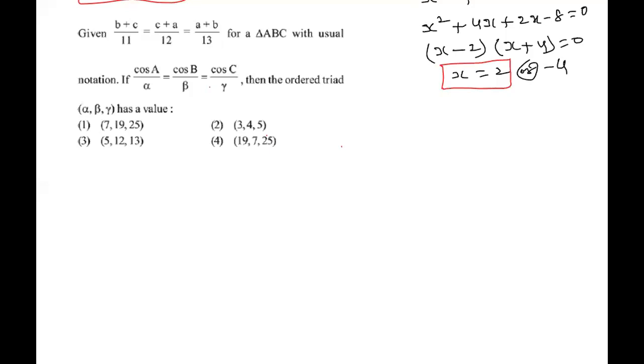See the fourth question. Given (B+C)/11 = (C+A)/12 = (A+B)/13, for a triangle ABC with usual notation, if cos A/alpha = cos B/beta = cos C/gamma, then the ordered triad alpha, beta, gamma has a value. That means we want to find the ratio of the cosines, cos A : cos B : cos C. This is an important question, either Mains or MSET, whatever it may be. It is given many times in examinations.